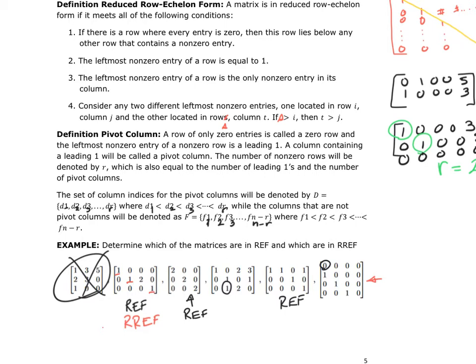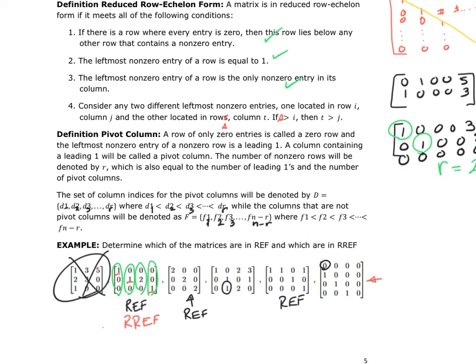Number 3, the leftmost entry of a row is the only non-zero entry in its column. So this is the only one with a non-zero. This is the only one with a non-zero. This is the only one with a non-zero. And this one is the only one with a non-zero. So that 2 doesn't have anything besides 0 in that column. The other ones only have 1s and 0s in the column. So we've got that one, that one, and that one.